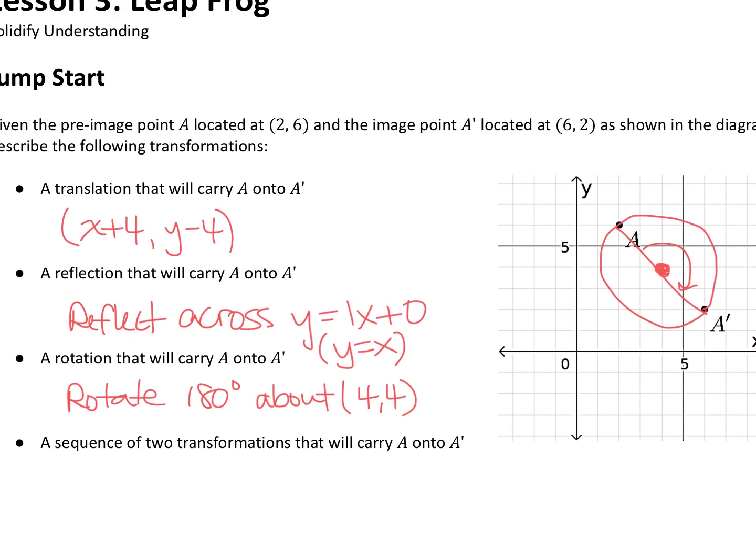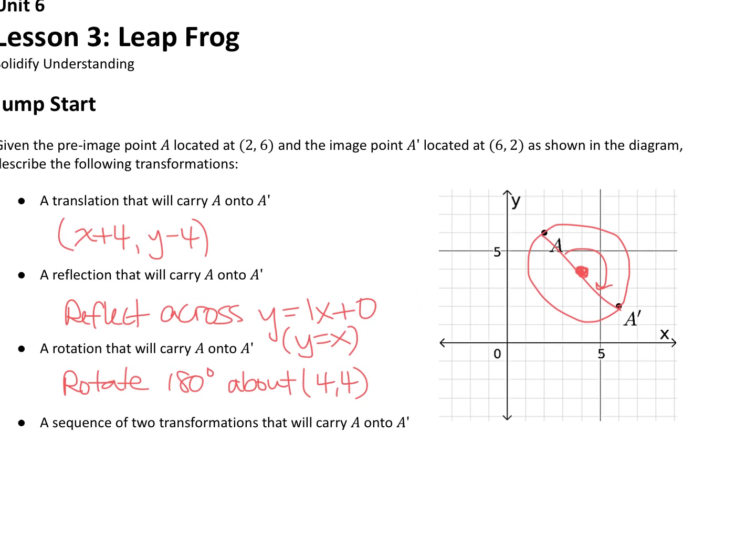Okay. All right, let's do our last one. So we've already done some combination or composite transformations. That's just 2 more transformations. So let's try to figure out one here. And to be honest, there's lots of different answers for this sequence of 2 transformations. I'm just going to show one.